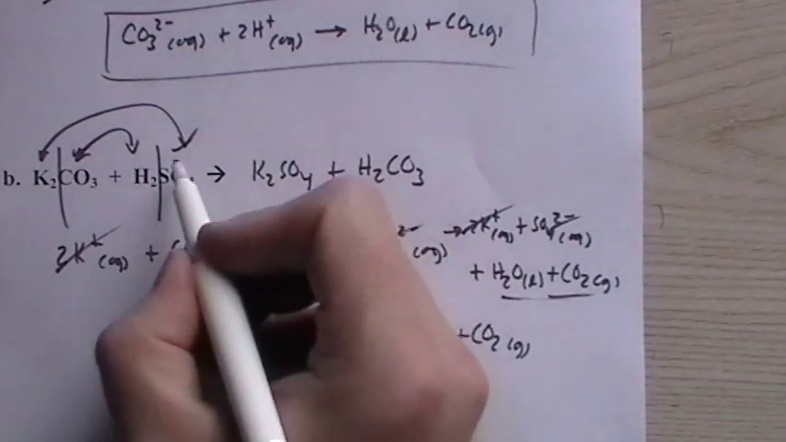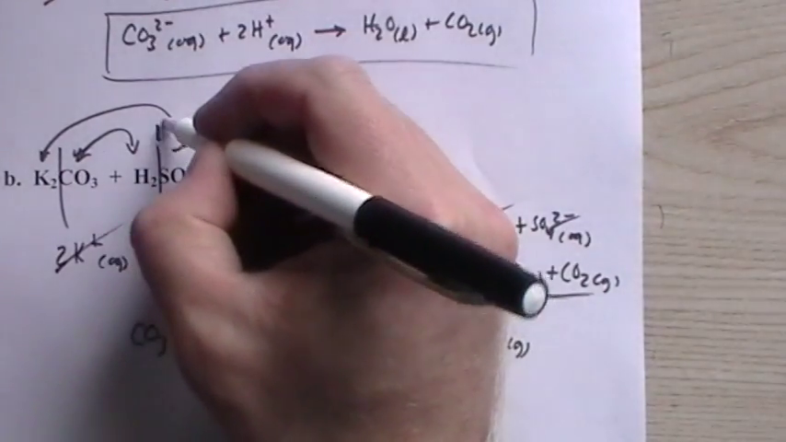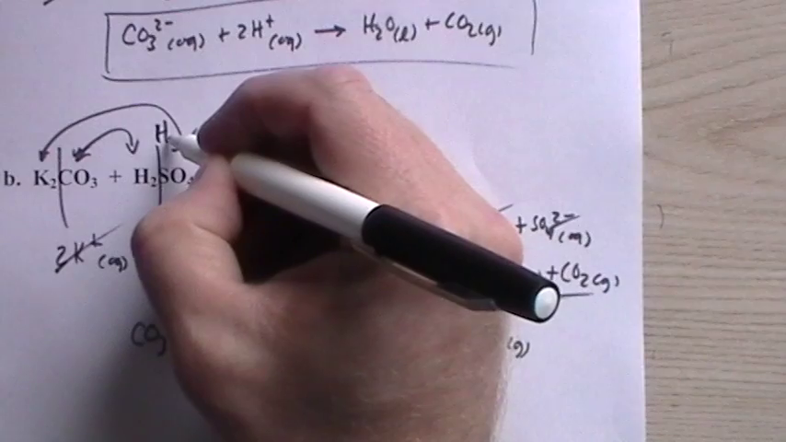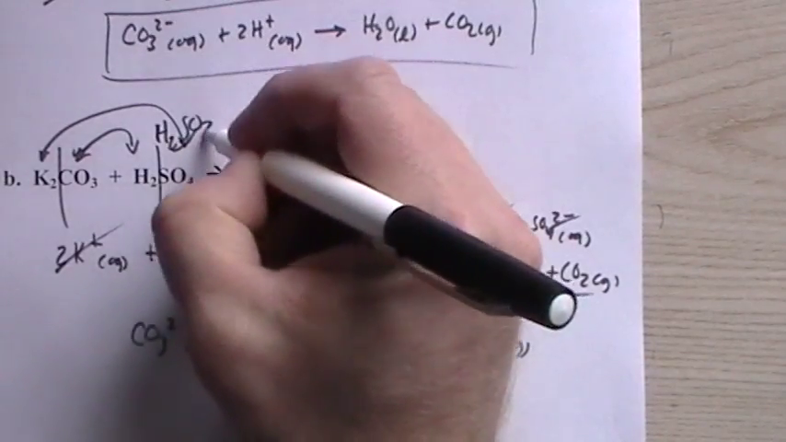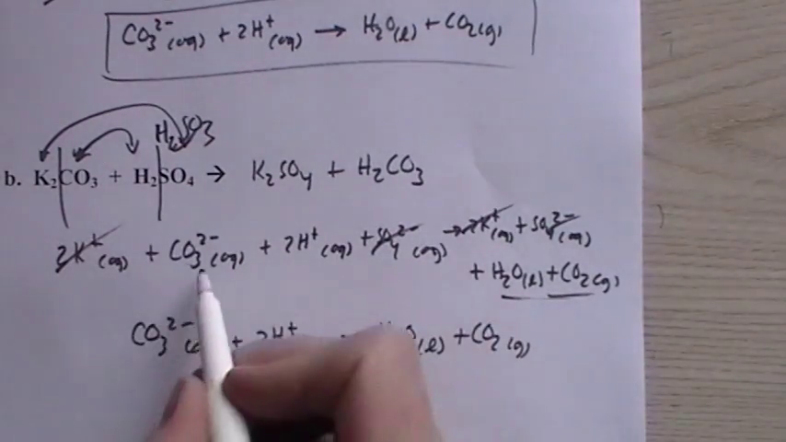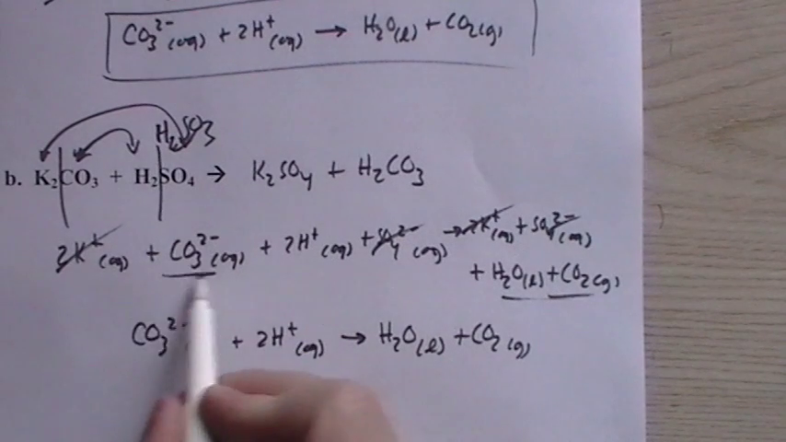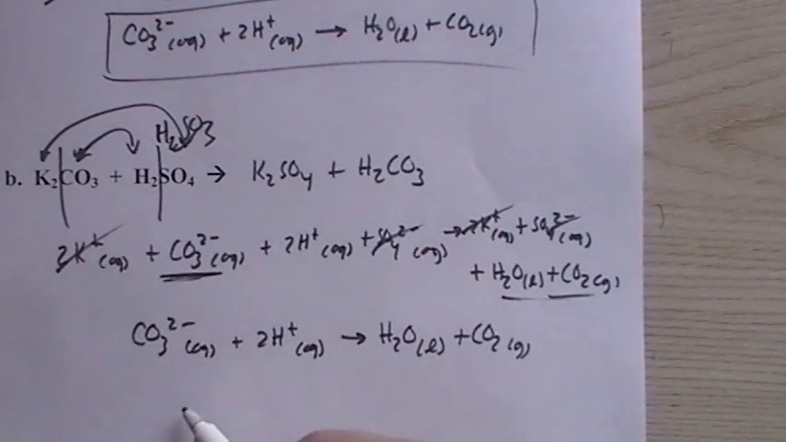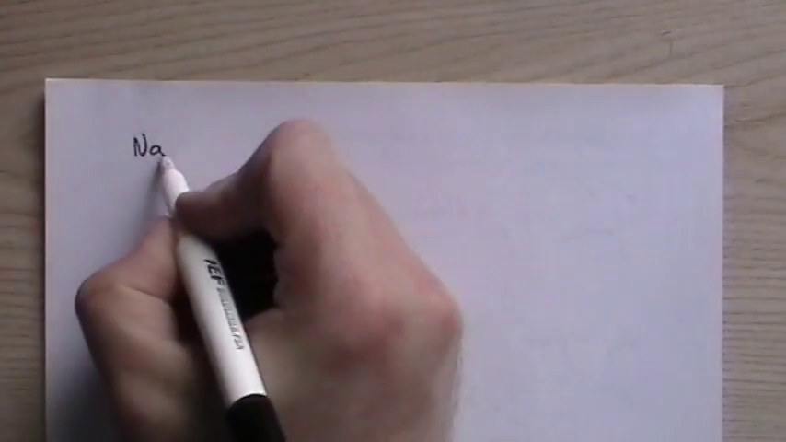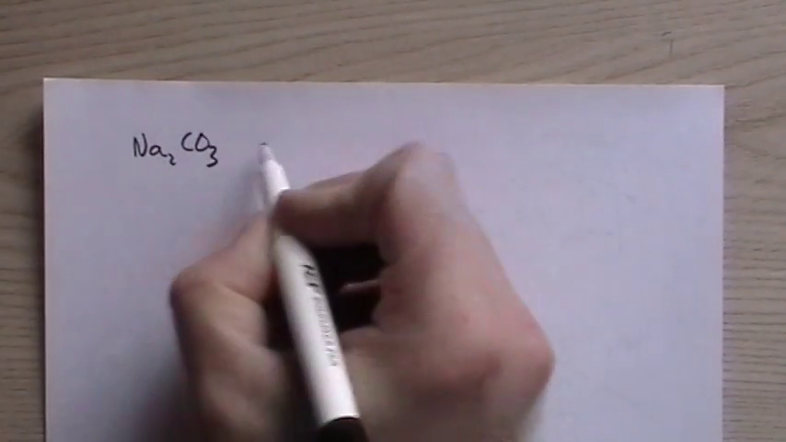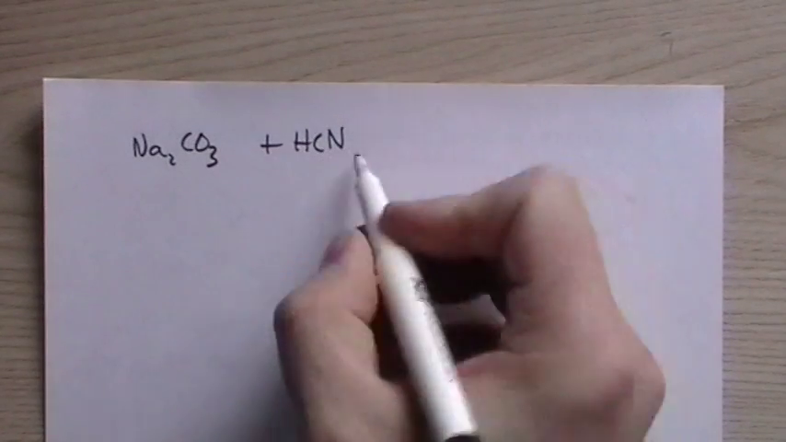If this is a weak acid, let's say like H2SO3, then we'd have to leave it intact. This would be H2SO3 here, which would get carried through. Actually, let's do one of those out just to see. Okay, so let's do out sodium carbonate and HCN.